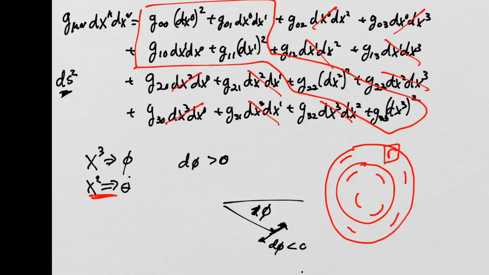So spherical symmetry does demand that the only surviving terms are G alpha alpha, that's all the diagonal terms, and then G01 and G10, the two radial terms. Those terms can be non-zero, because spherical symmetry does not eliminate those two terms.